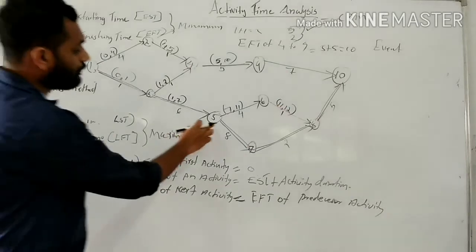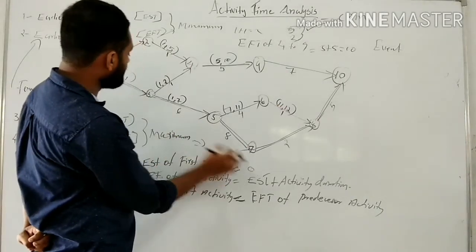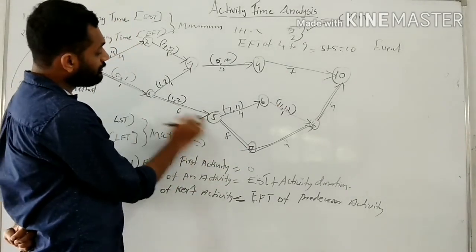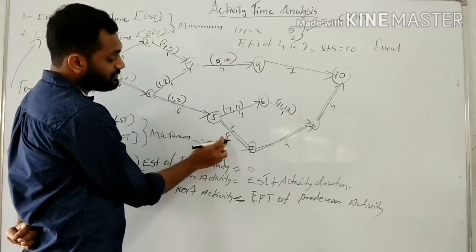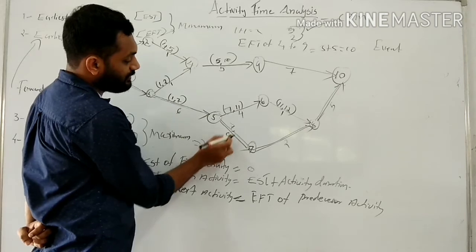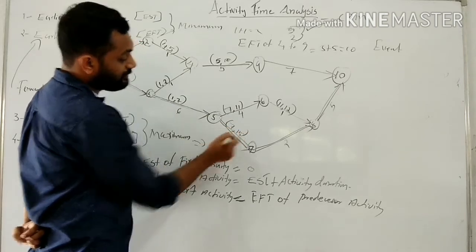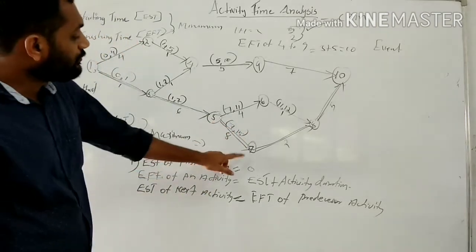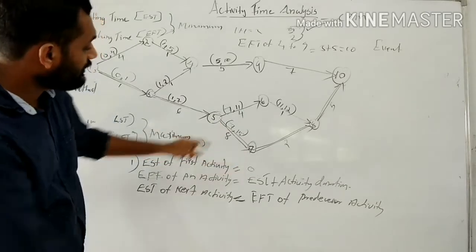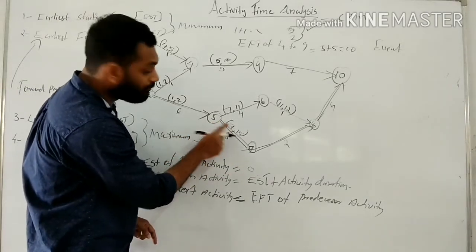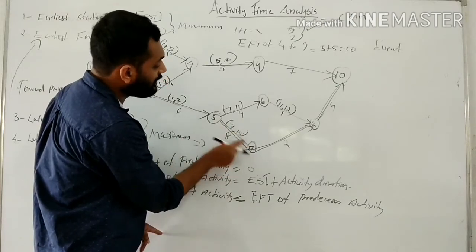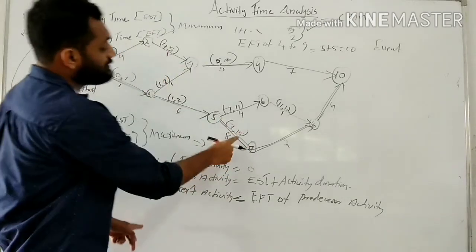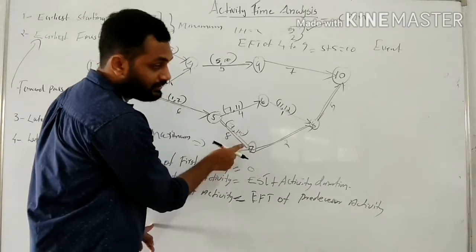Then for 5 to 7, the predecessor activity is 3 to 5. EFT of 3 to 5 is 7. So 7 is the ESP. 7 plus 8 activity duration, 7 plus 8, 15 is the EFT of 5 to 7. That means 7 is the earliest starting time of this activity, and 15 is the earliest finishing time of this activity.